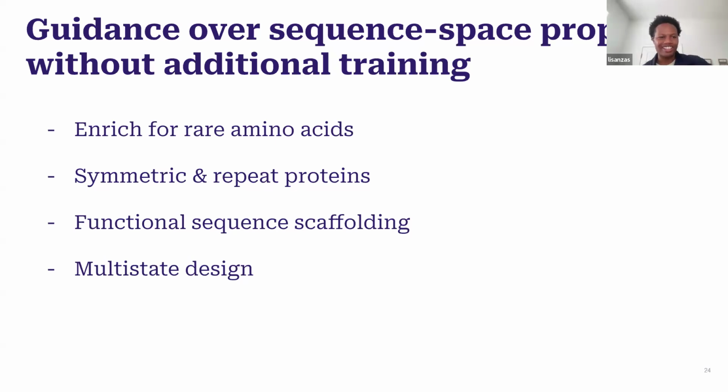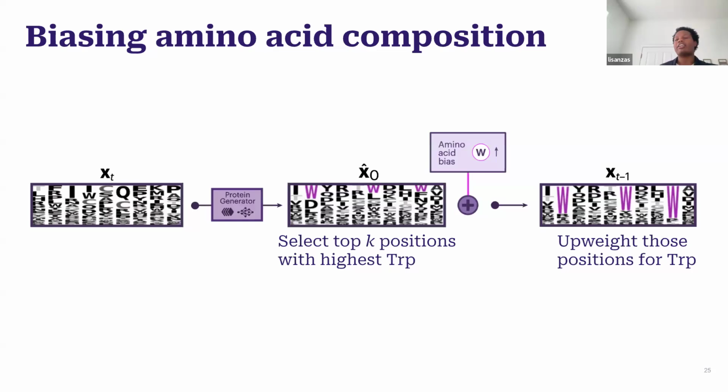Okay, excellent. So in this first section, I'm going to go over our ability to guide sequence-based properties without any additional training. Specifically, I'm going to talk about 4 tasks: enriching for rare amino acids, generating symmetric and repeat proteins, functional sequence scaffolding, and multi-state design. So how do we exactly bias for certain amino acids?